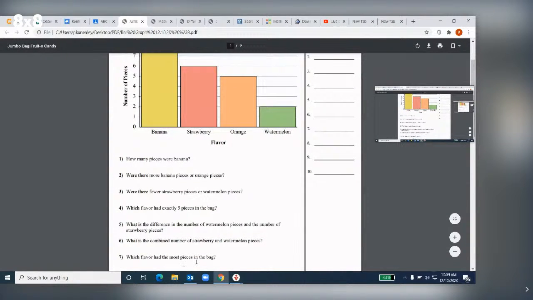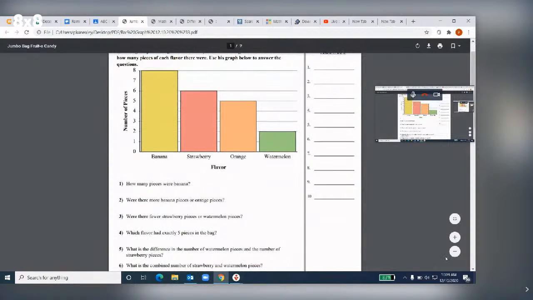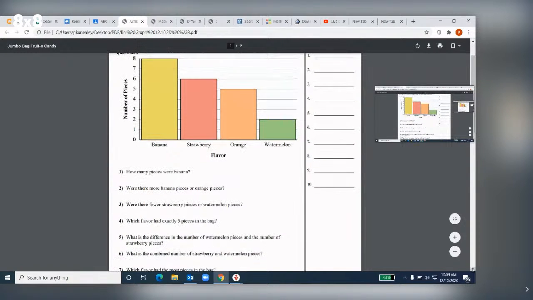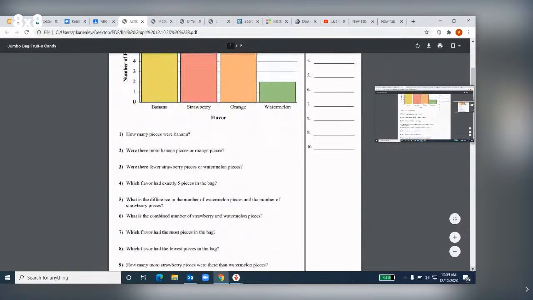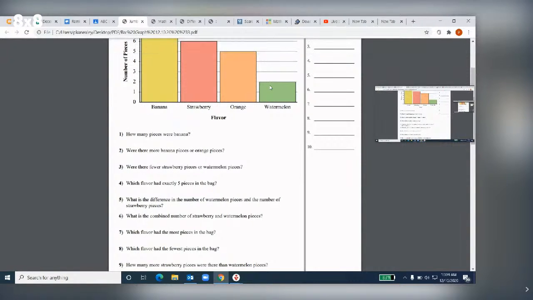Which flavor had the most pieces in the bag? And that's going to be banana. We saw that. That's got 8, so it's got the most pieces. Which flavor had the fewest pieces? We're going to look. We can see watermelon's the smallest bar graph and only had 2 pieces.